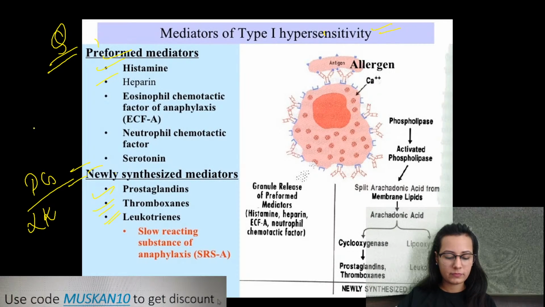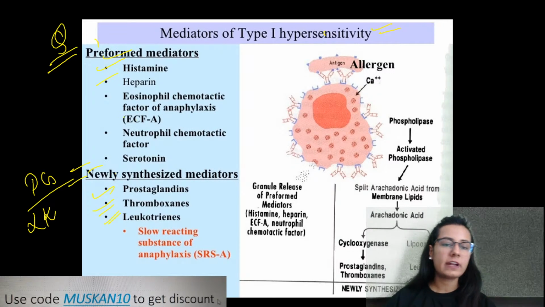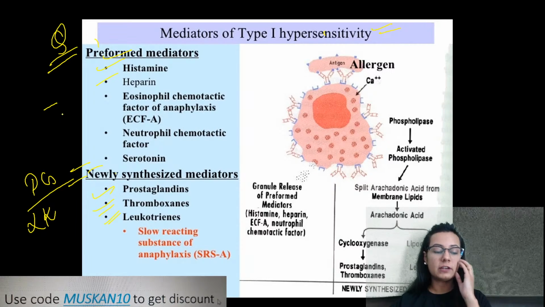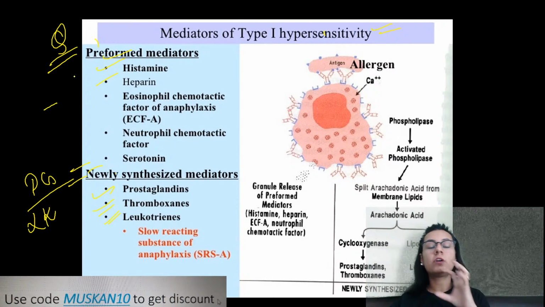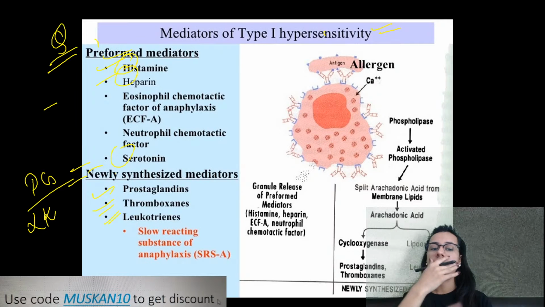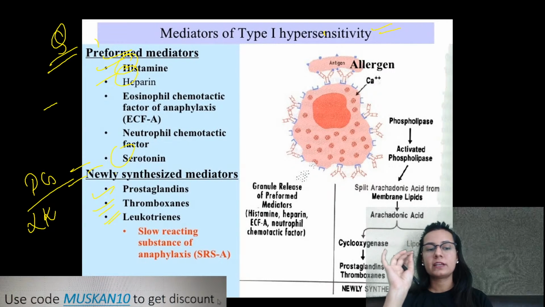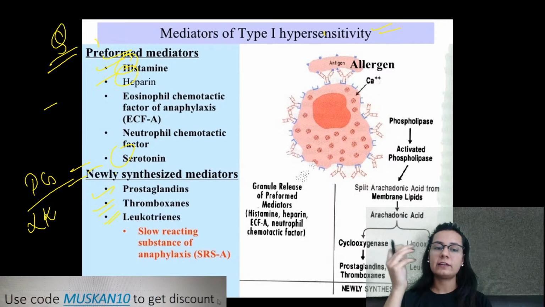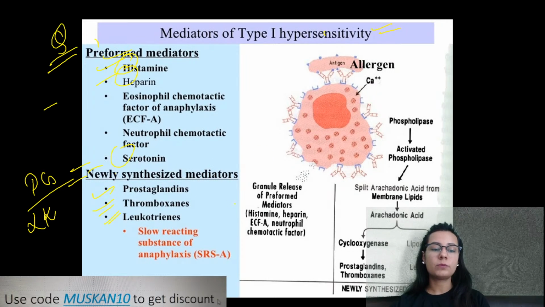Okay, so we were at the mediators of type 1 hypersensitivity, and it is important to remember the preformed mediators that are already present inside the mast cell, that are histamine, heparin, and serotonin. These are the mediators that we normally hear about, they are preformed: histamine, heparin, serotonin, and eosinophil chemotactic factor of anaphylaxis, ECF-A. Now, newly synthesized, we have to remember the prostaglandins, leukotrienes and thromboxanes, and the slow reacting substance, that is SRS-A.